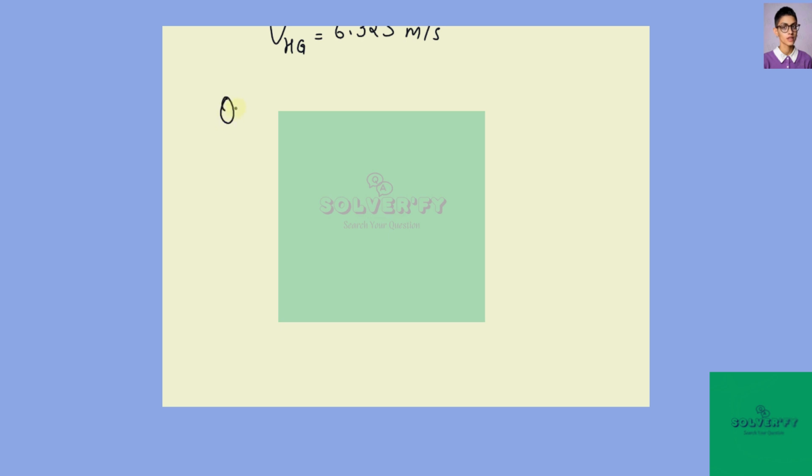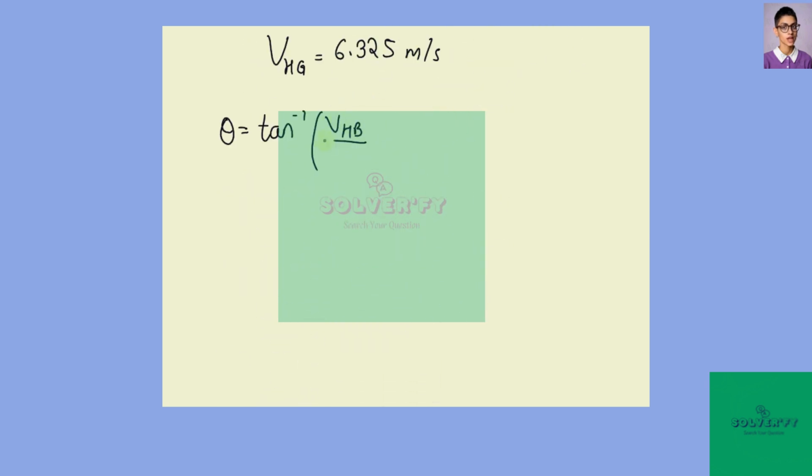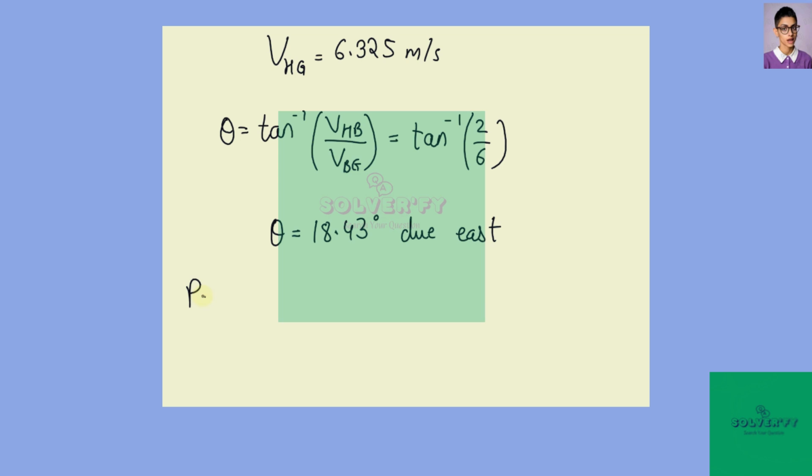Now if we consider this angle theta, then we can find out the direction. Theta will be equal to tan inverse of VHB divided by VBG. So this turns out to be tan inverse of 2 by 6, that is 1 by 3. This gives us the angle theta as equal to 18.43 degrees due east. This is the first part. Now the second part.